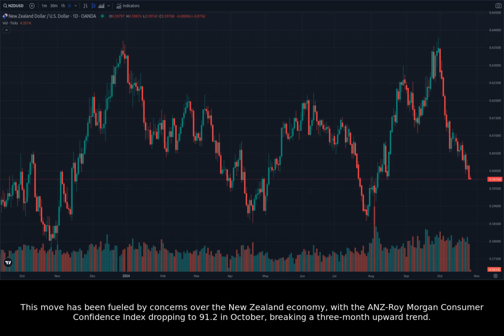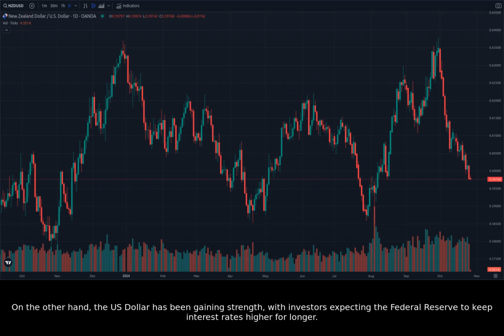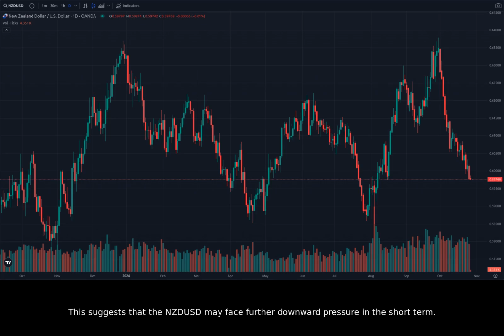This move has been fueled by concerns over the New Zealand economy, with the ANZ Morgan Consumer Confidence Index dropping to 91.2 in October, breaking a 3-month upward trend. On the other hand, the US dollar has been gaining strength, with investors expecting the Federal Reserve to keep interest rates higher for longer. This suggests that the NZDUSD may face further downward pressure in the short term.